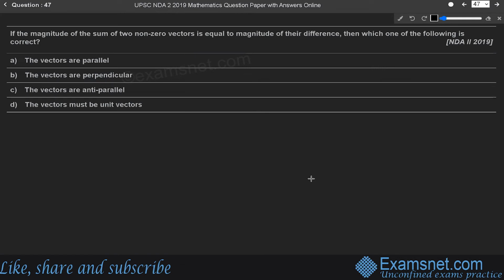Next question is, if the magnitude of the sum of two non-zero vectors is equal to magnitude of their difference, then which one of the following is correct? We know that if magnitude of the sum of two non-zero vectors is equal to the magnitude of their difference, then both the vectors are perpendicular. Therefore, the correct option for this question is option number B here.